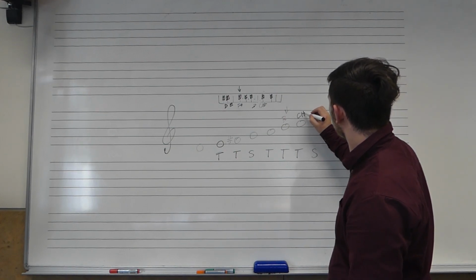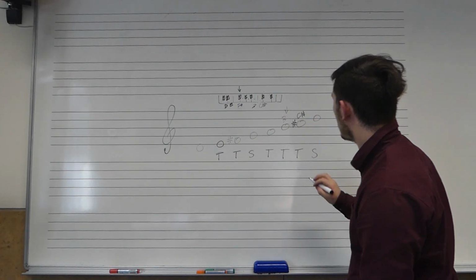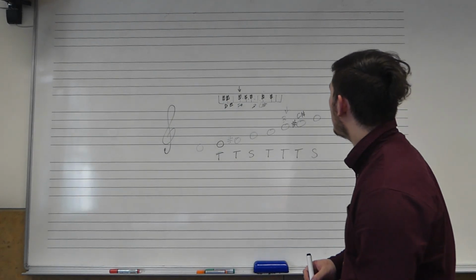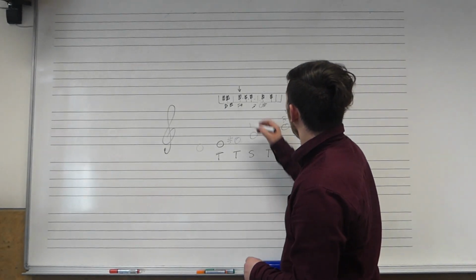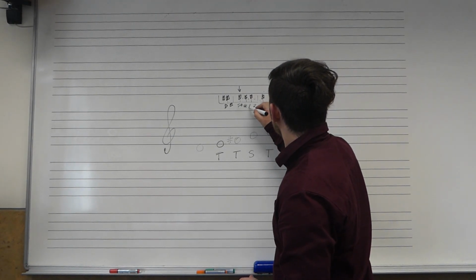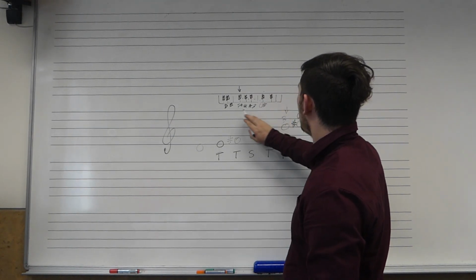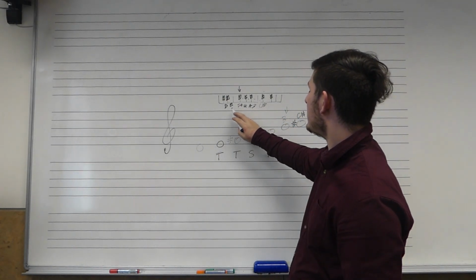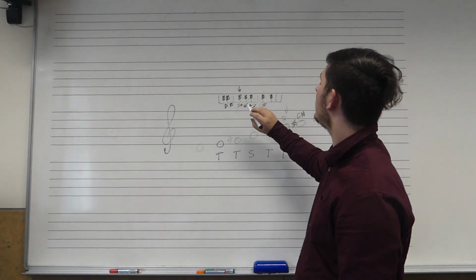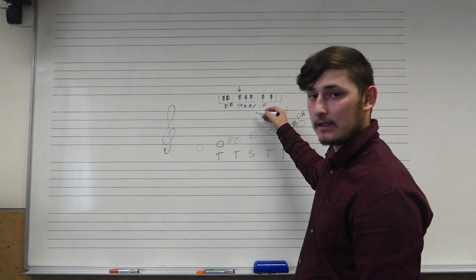Now, why that isn't a D flat is because throughout our scale we have one of each note. So D, E, F sharp, G, A, B, C sharp.